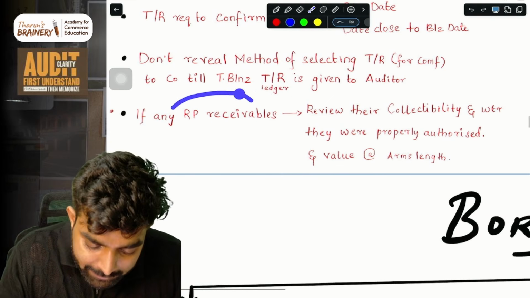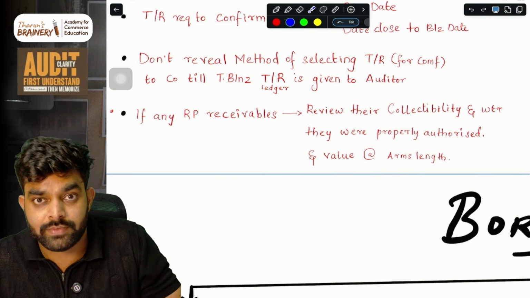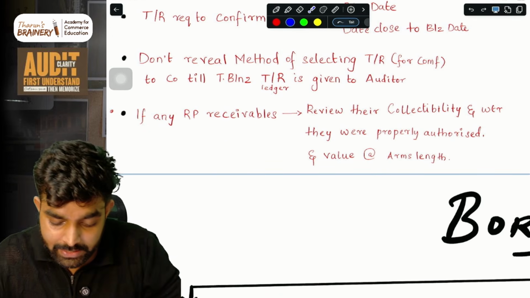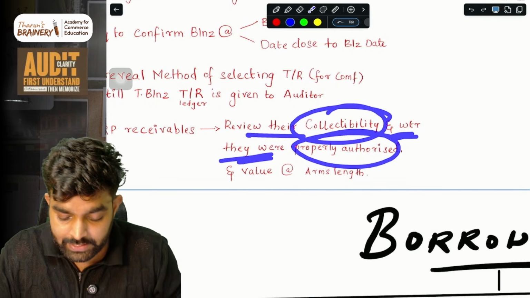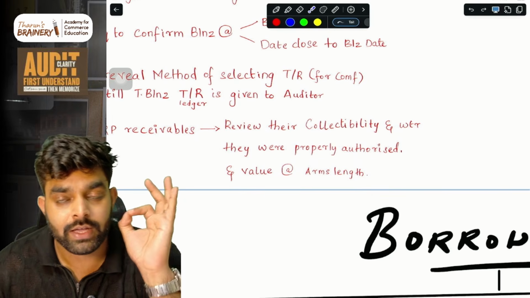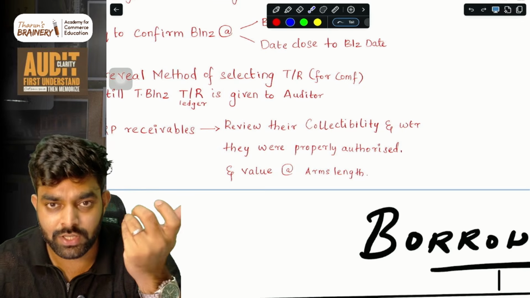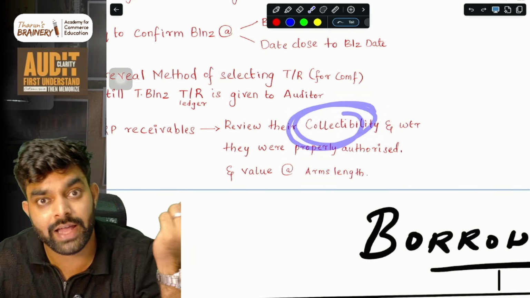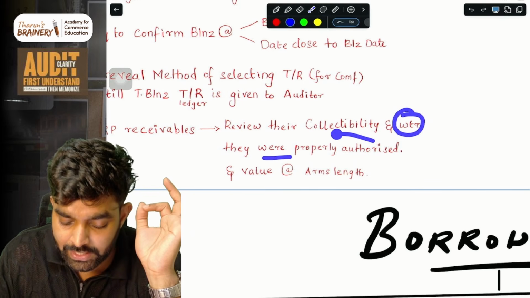Okay. If any related party receivables are there, like a related party who was yet to give some money, then review their collectability and whether they were properly authorized, and make sure the value is at arm's length price. Related parties sometimes will not pay because they are close people. So make sure whether those debtors are actually collectible. Will we actually receive money from them? What is the chance? Make sure of that, and check whether they are properly authorized.